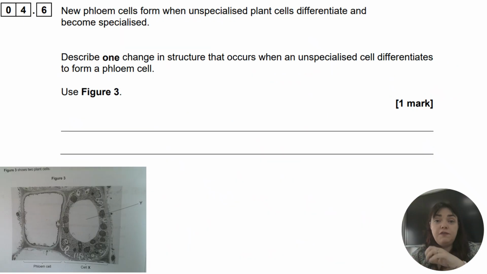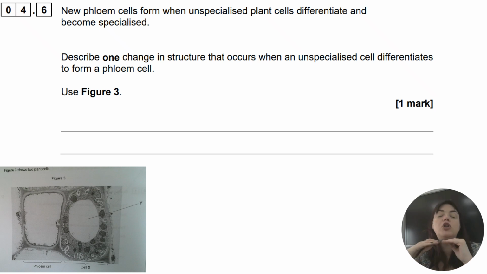So I've got the picture of figure 3 again, because we need to refer to this in this question. The new phloem cells form when unspecialized plant cells differentiate and become specialized. Bit of a tongue twister that. Describe one change in structure that occurs when an unspecialized cell differentiates to form a phloem cell. So essentially, we're looking at cell X, we're looking at the phloem cell, and we're asking, what is the difference? Describe one change. So basically, we are just saying what is happening. It's very much say what you see.